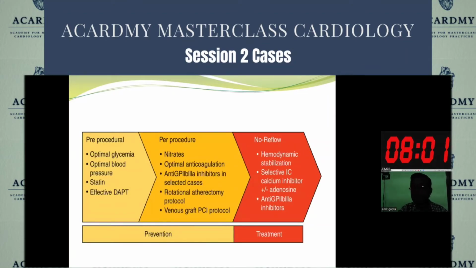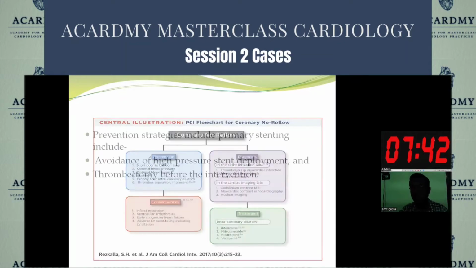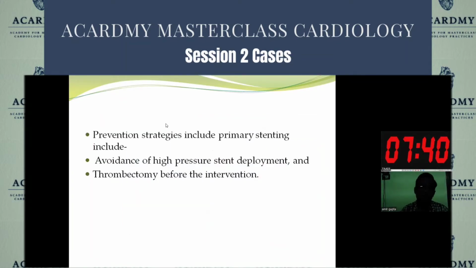Additionally, we can use the anti-GP2B3A inhibitor, like tirofiban, or we can also use epinephrine in that case. This is the flow chart for coronary no reflow published in JACC, which tells the same thing: what intracoronary drugs we can use to restore the flow. So overall, the final remark is that during primary stenting, we should avoid high-pressure stent deployment, and we can also use thrombectomy before intervention. That can prevent the no reflow.